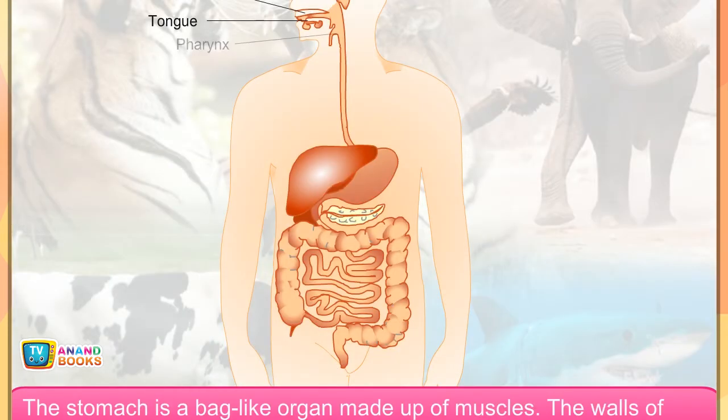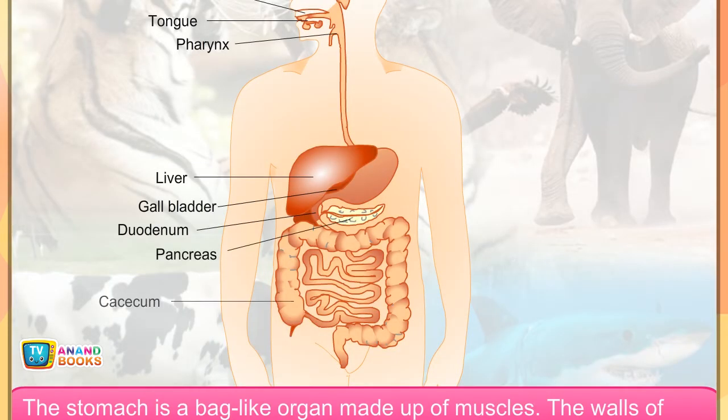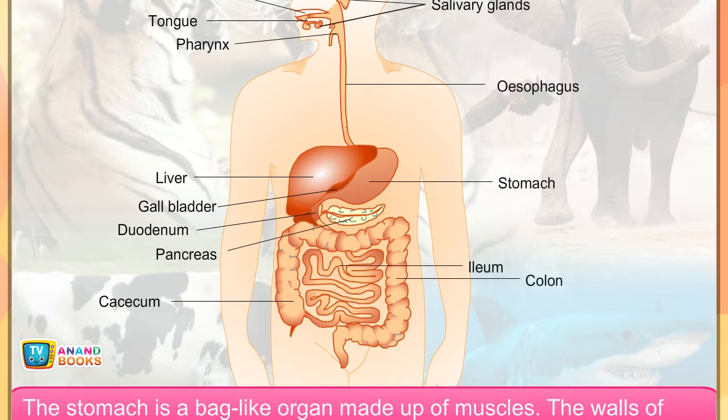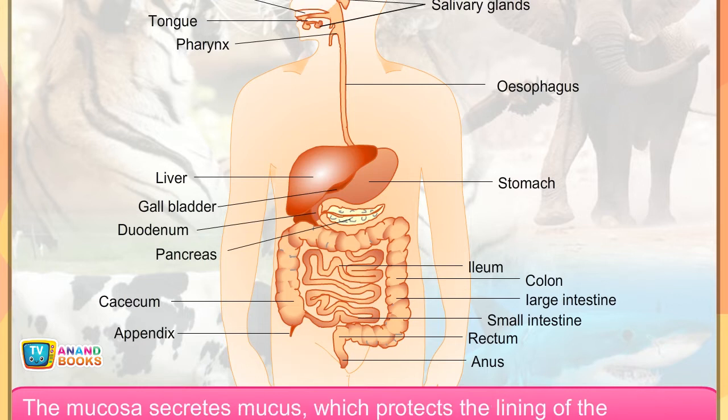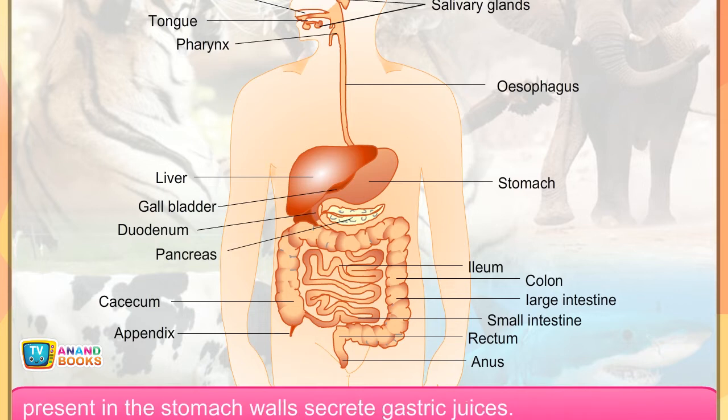The stomach. The stomach is a bag-like organ made up of muscles. The walls of the stomach are lined with a membrane called mucosa. The mucosa secretes mucus, which protects the lining of the stomach. Food is churned and made into a paste. The glands present in the stomach walls secrete gastric juices. Gastric juice contains enzymes and hydrochloric acid.